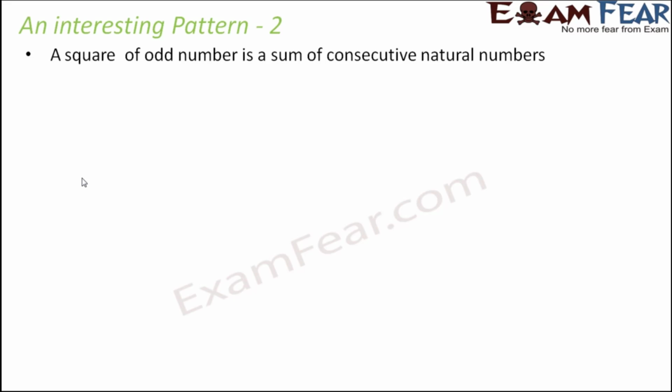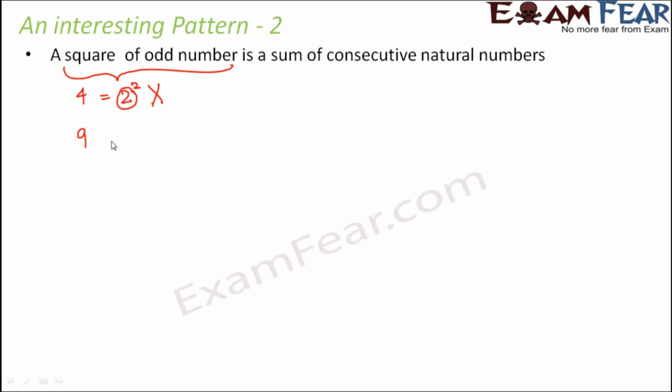So now let's look at the next interesting pattern. In fact, with square numbers, you have a lot of interesting patterns. So this is just the second one. So this pattern says that a square of an odd number is a sum of consecutive natural numbers. Okay, can you give some examples of square of odd number? So is 4 a square of an odd number? No, because 4 is 2 square. So 2 is an even number. So 4 is not a square of an odd number.